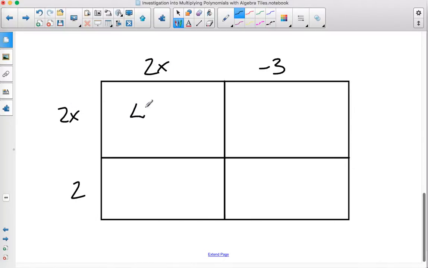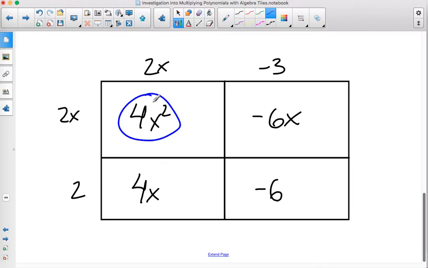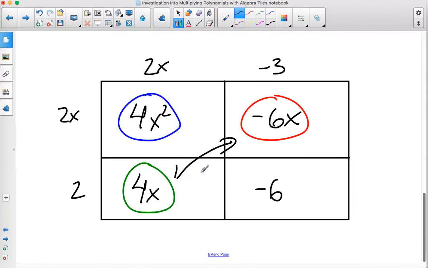2x times 2x was 4x squared. 2x times a negative 3 is negative 6x's. 2 times 2x would be 4x's. Those are my green ones. And then 2 times negative 3 is negative 6. So in total, hey, there's my 4 blue x squareds. Here is going to be negative 6x and 4x in total. These will say how many are there in total for x's? Well, there's negative 2x's in total.